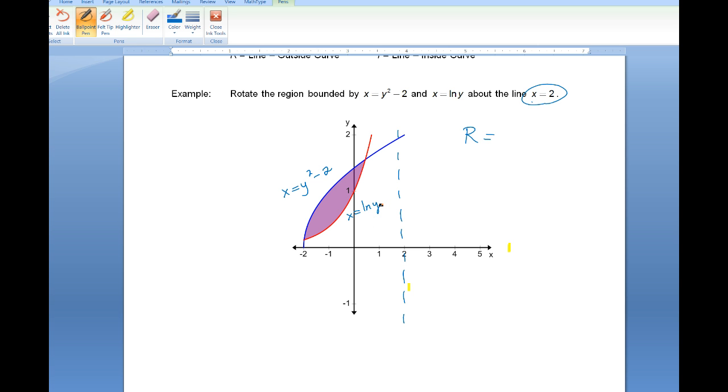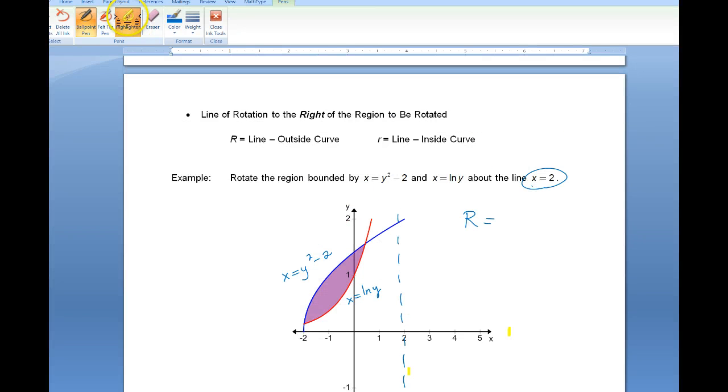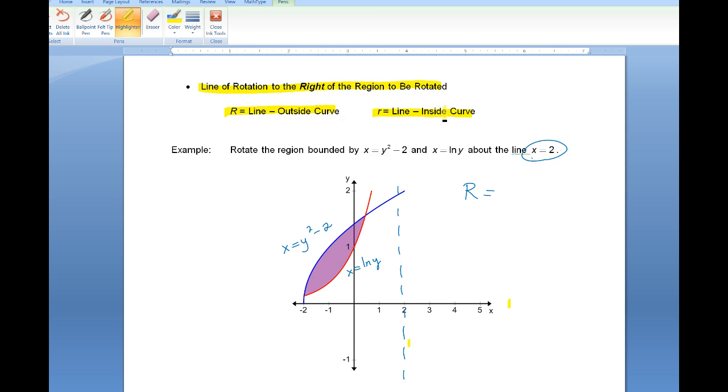So which one is big R? It's going to be the blue line. And what do we need to do? Right, it's 2 minus. So it's going to be the line minus the outside curve, the line minus the inside curve, and that's if it's to the right.